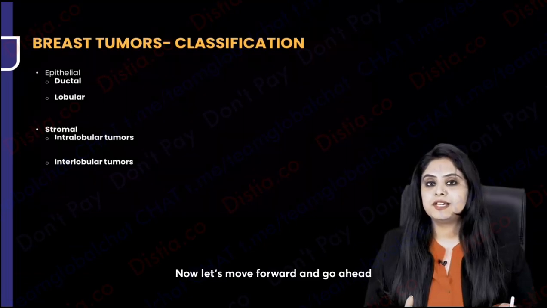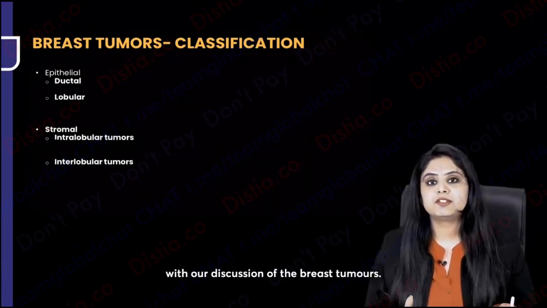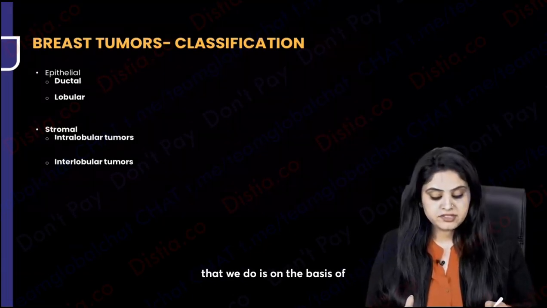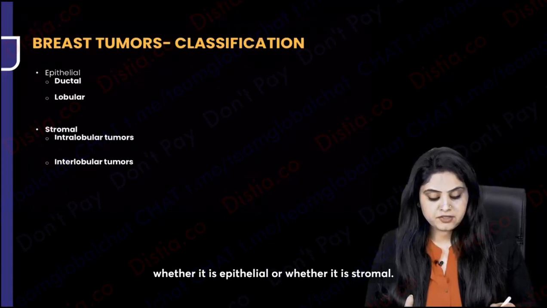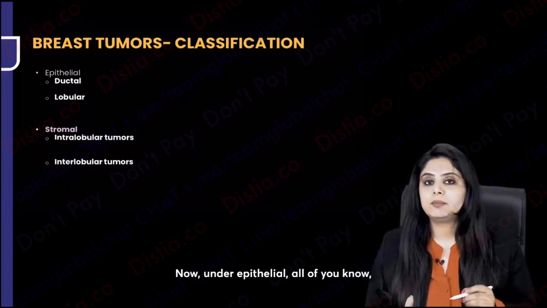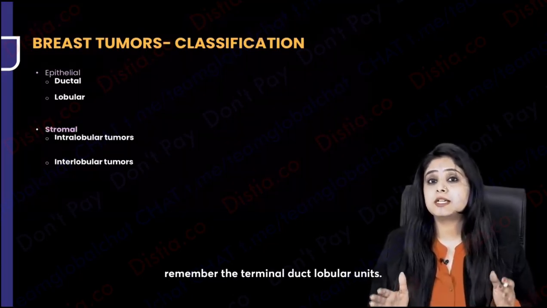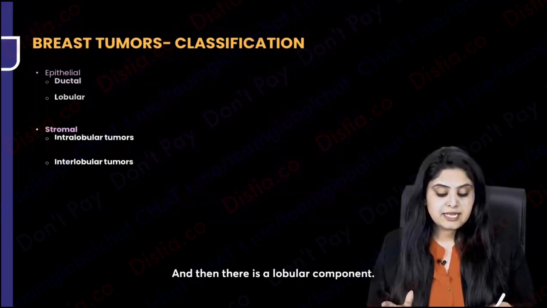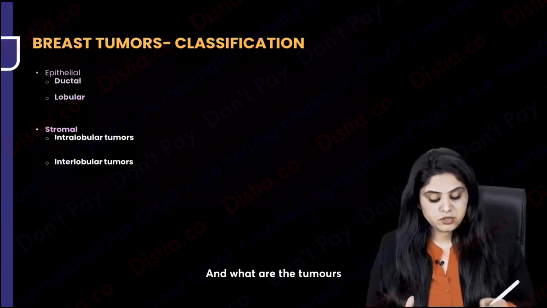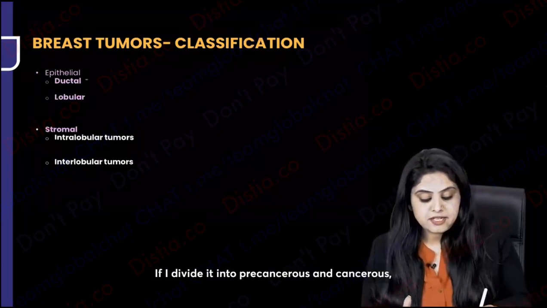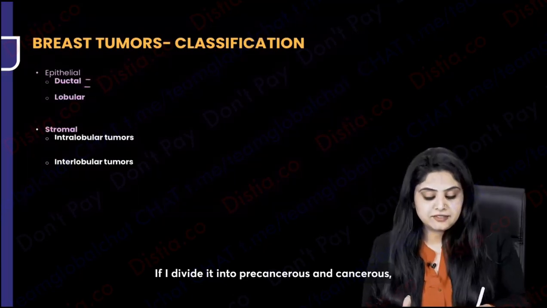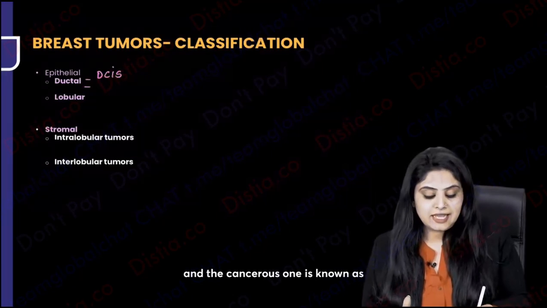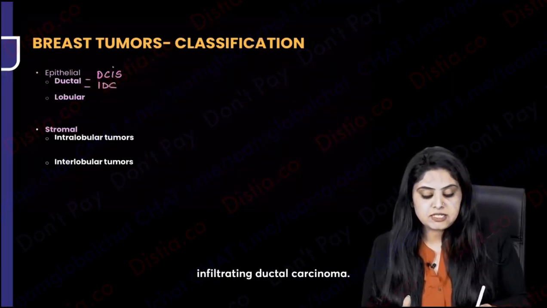Now let's move forward and go ahead with our discussion of the breast tumors. The first classification that we do is on the basis of whether it is epithelial or stromal. Under epithelial, remember the terminal duct lobular unit. There's a terminal duct, meaning there's a ductal component, and then there's a lobular component. What are the tumors that are going to come under it? If I divide it into precancerous and cancerous, the precancerous one is ductal carcinoma in situ, and the cancerous one is known as infiltrating ductal carcinoma.